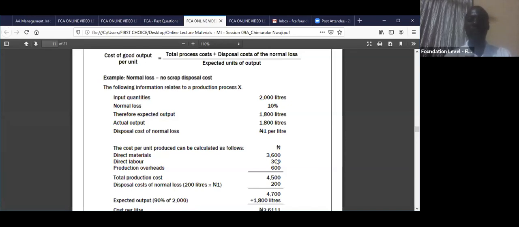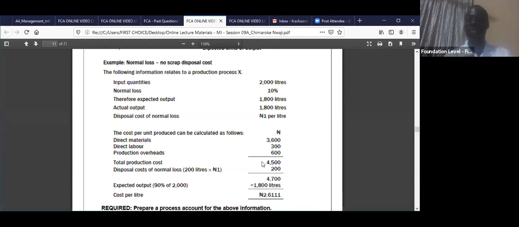Now, you still have your 4,500 total production cost as before. How many were lost? 200 units were lost. How much are you going to spend on disposing the 200 units? 1 naira each. 200 naira will be spent on disposing. Now, the difference between this and recovery is that here you are recovering, so it's going to lessen the total production cost. But now you are disposing, you are adding more cost, you are paying more money to dispose. You are going to add them to get 4,700.